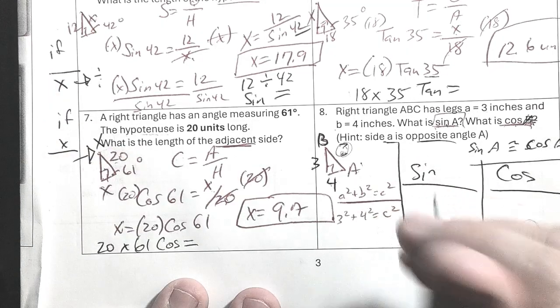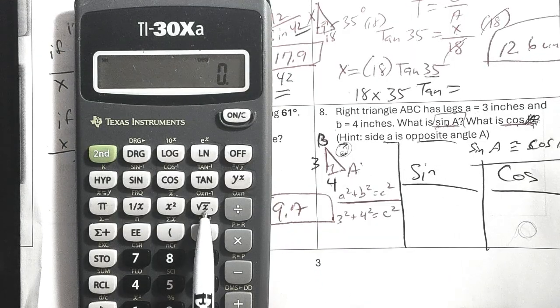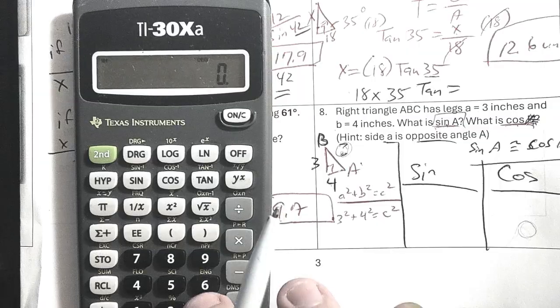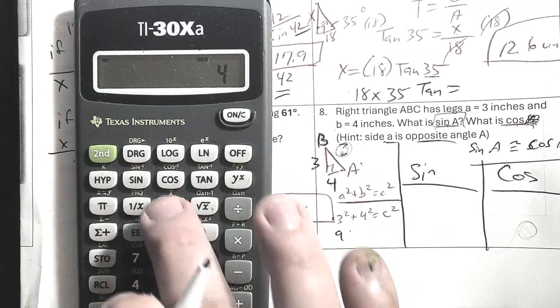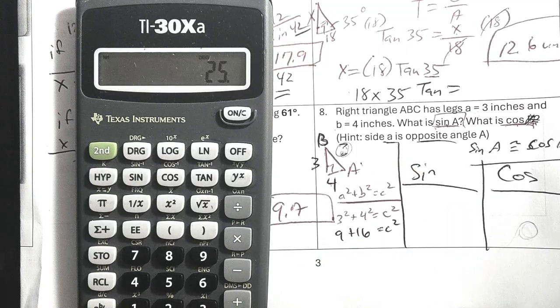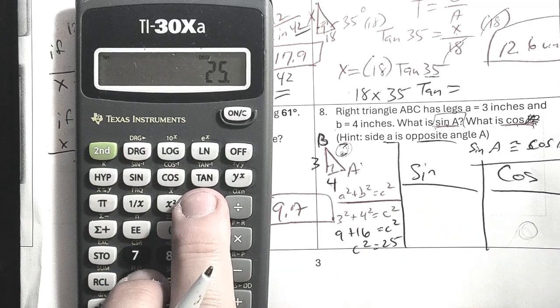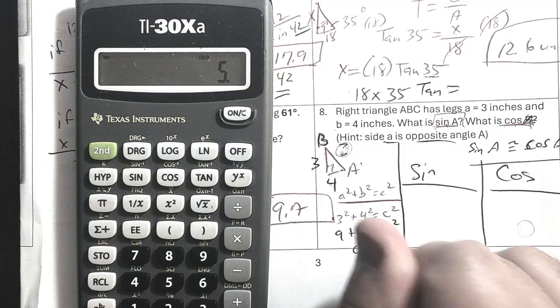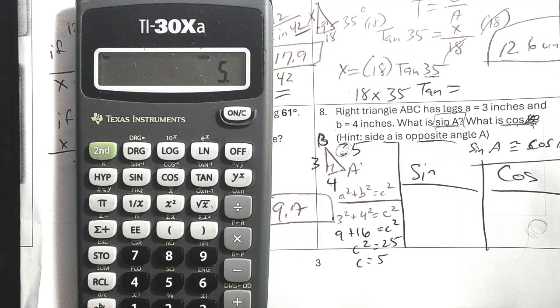So in the calculator, again, this is the square button. This is the square root. So you would go 3 squared, that's 9, plus 4 squared, that's 16, equals 25. So C squared equals 25. So we're going to hit this button, and you'll see that C equals 5. So our hypotenuse, excuse me, is 5. Sorry, had a hard time with the tickle in the last class today.